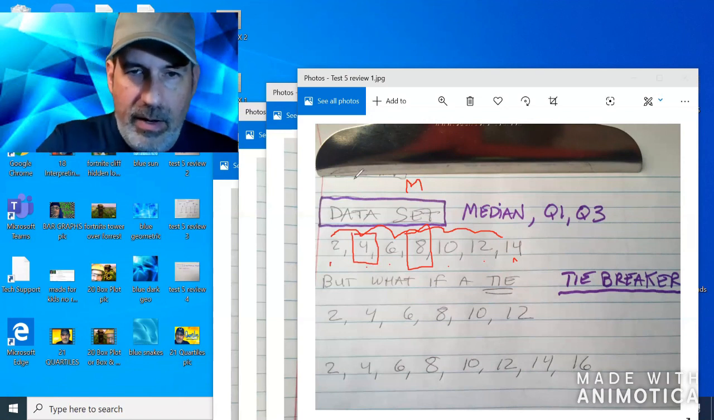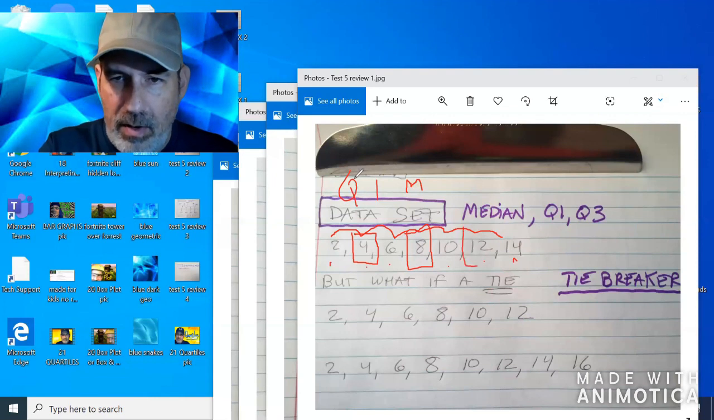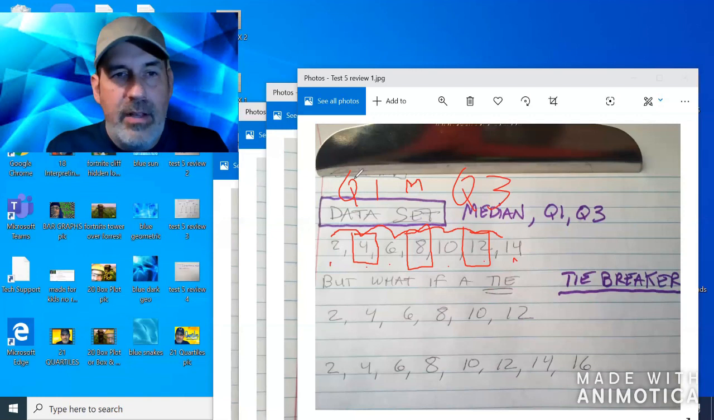So that's Q1. I keep forgetting I can use my fingers on the screen. I got a new computer. And Q3. All right. So that's how you do that.